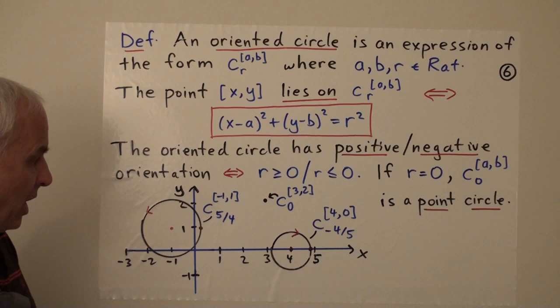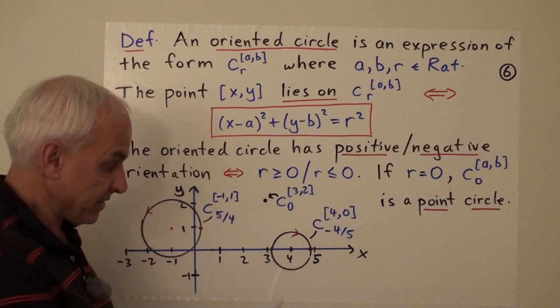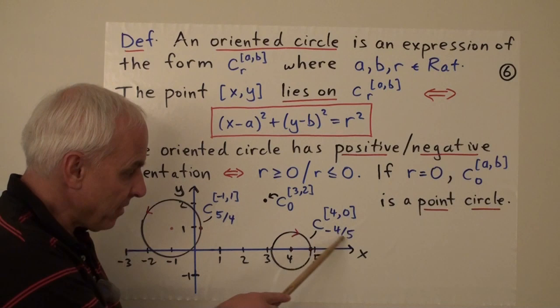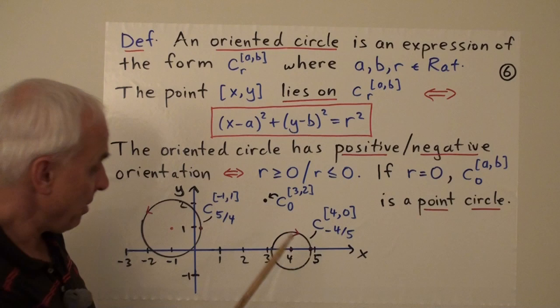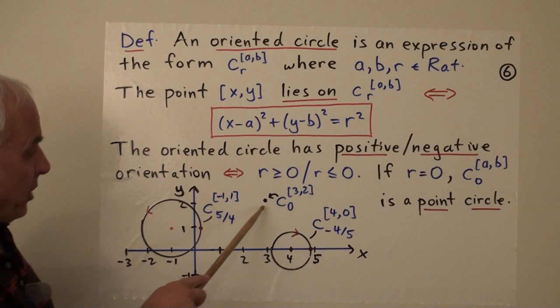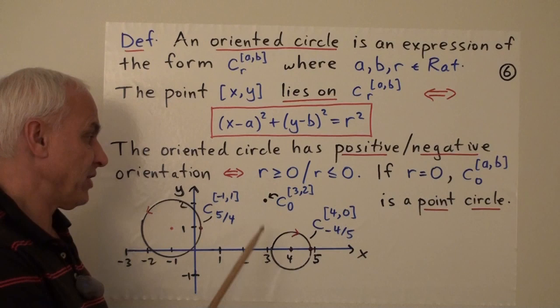Over here, the expression c with (4, 0) and minus 4 fifths is going to be a negatively oriented circle. It has center (4, 0) and radius, well, we would usually say 4 fifths. But the negative means that we're going to orient this circle in this direction here. If we change that minus sign to a plus sign, the picture of the circle itself wouldn't change, but the orientation would change from that direction to that direction. And here is the circle c with (3, 2) and 0, which is a point circle because r is 0, and it's centered at the point (3, 2). That's just what we usually call a point. There's only one point that lies on that circle, namely (3, 2).